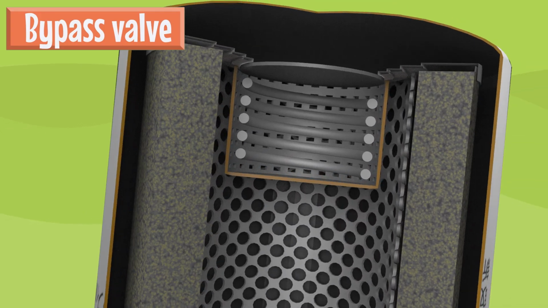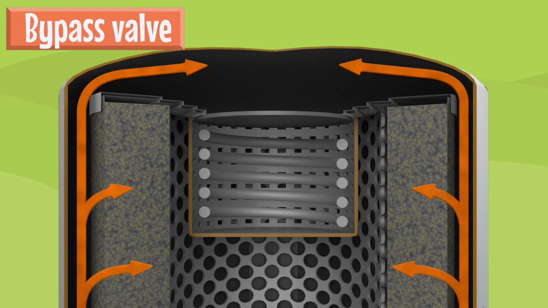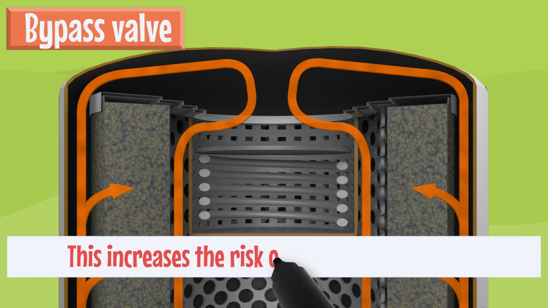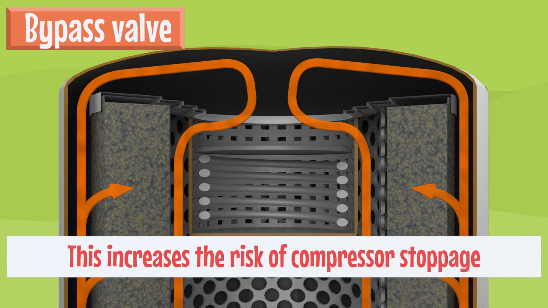In addition, even if the oil filter is clogged, the bypass valve maintains the flow of oil and realizes stable operation. In the case of will-fit parts, the springs are poorly made, and some products do not have a bypass valve in the first place. This increases the risk of compressor stoppage.